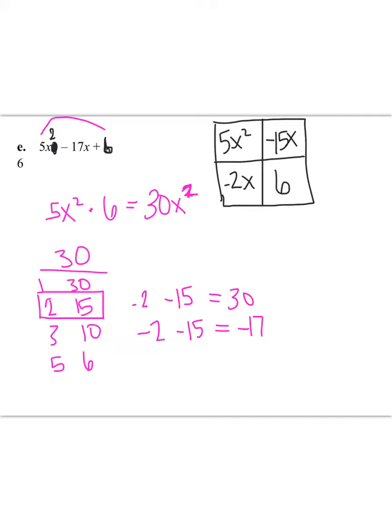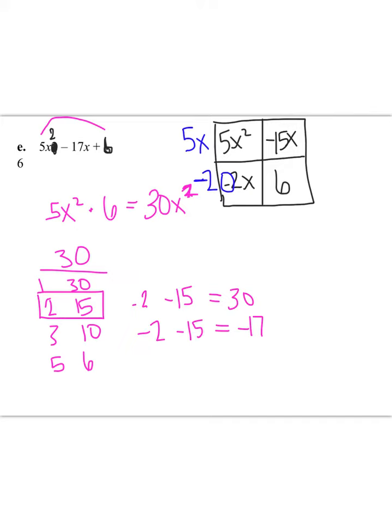Alright, looking at this first row here, 5x squared and -15x. What do they have in common? Well, they each have at least one x, and they each have at least one multiple of 5. So what we did there is basically take out the greatest common factor. Alright, looking at the second row, I have -2x and 6. So what do they have in common? It's a multiple of 2, right? And because the box closest to 2 has a negative, our 2 will also be negative.